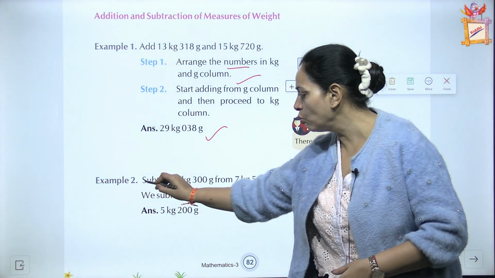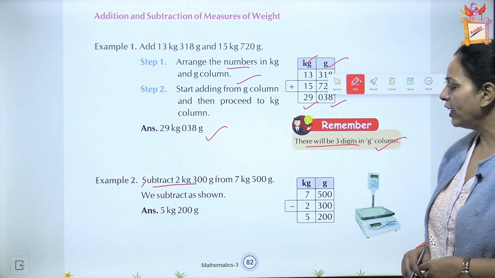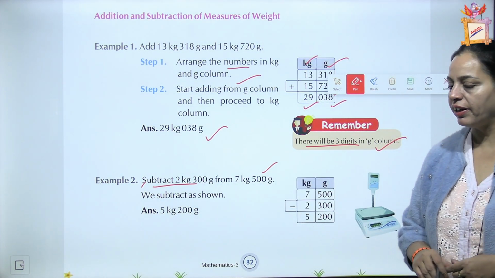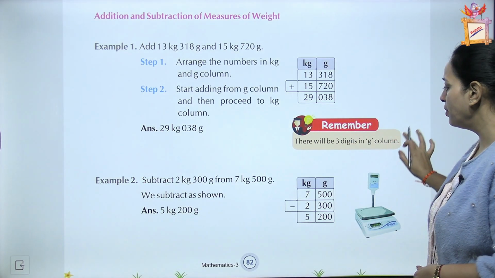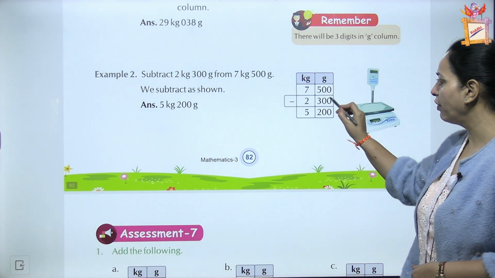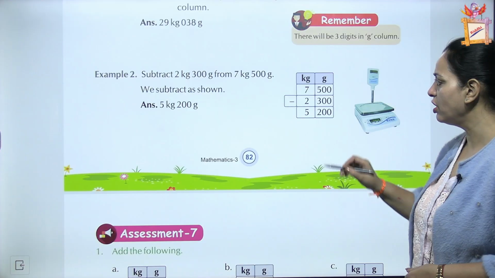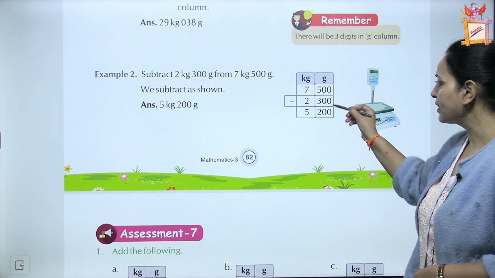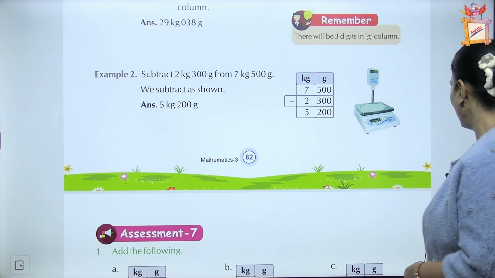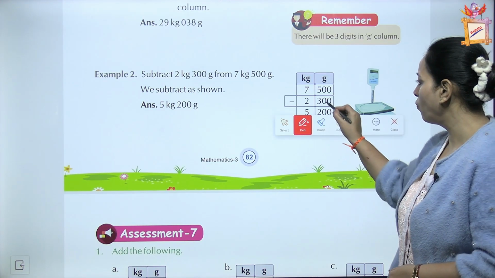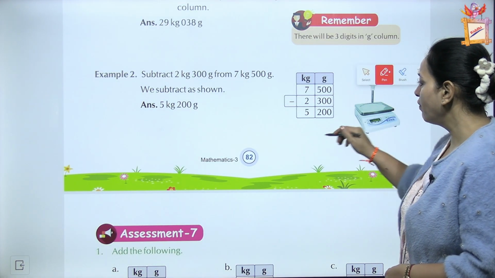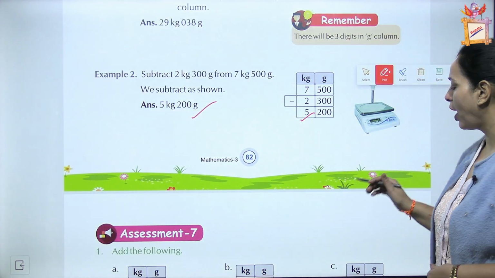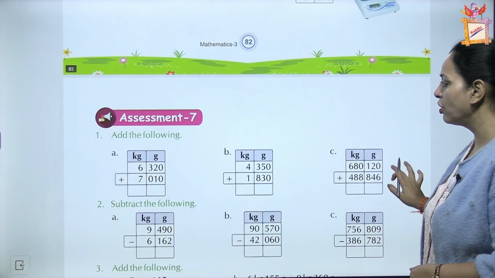Now example 2, subtract 2 kg 300 gram from 7 kg 500 gram. Arrange the numbers. So 7 kg 500 gram minus 2 kg 300 gram. So first subtract gram. So minus कर देंगे, 0 minus 0 is 0, 0 minus 0 is 0, 5 minus 3 is 2, 7 minus 2 is 5. 5 kg 200 gram. I hope this is very much clear to you.